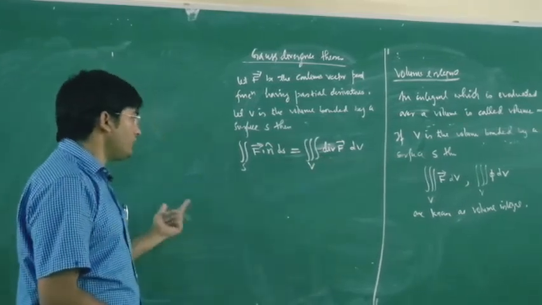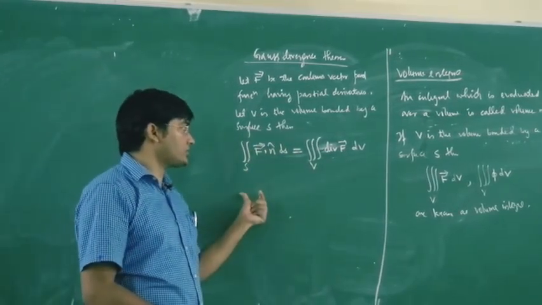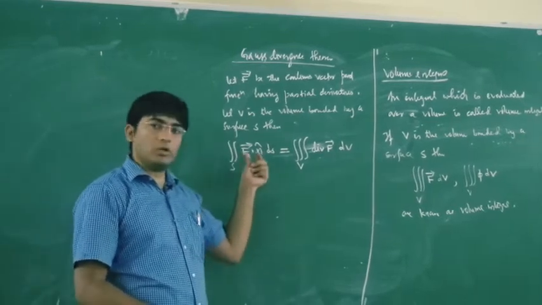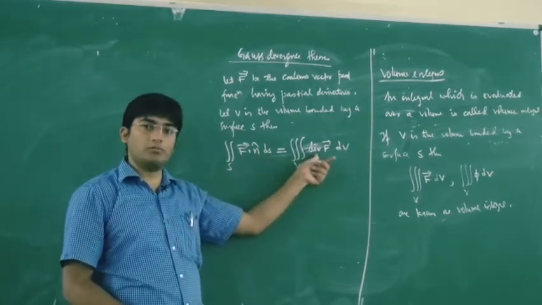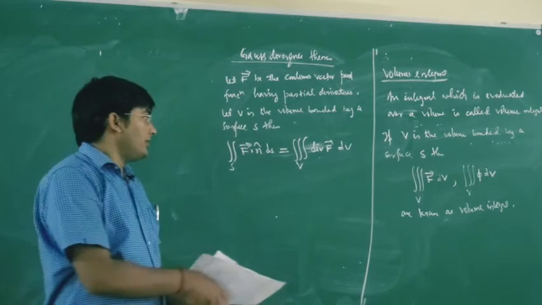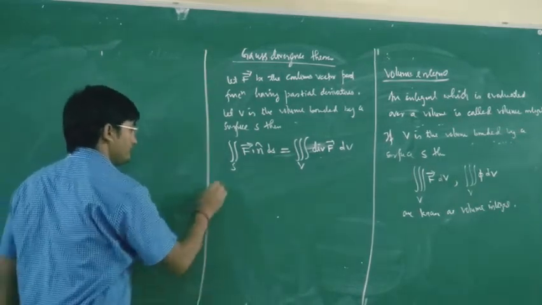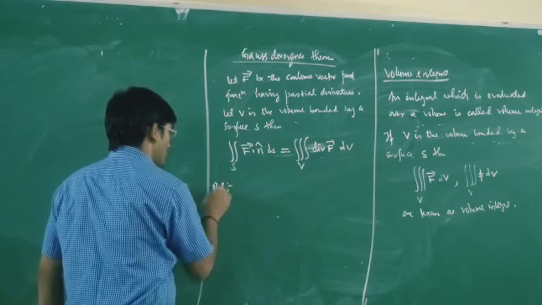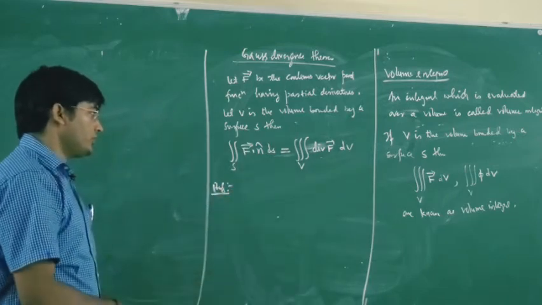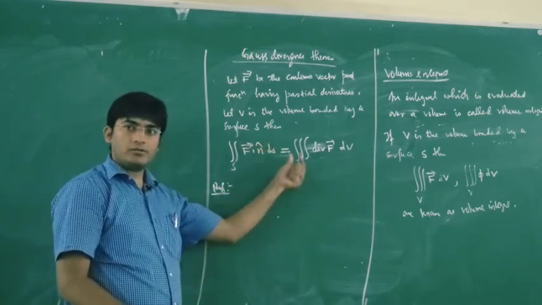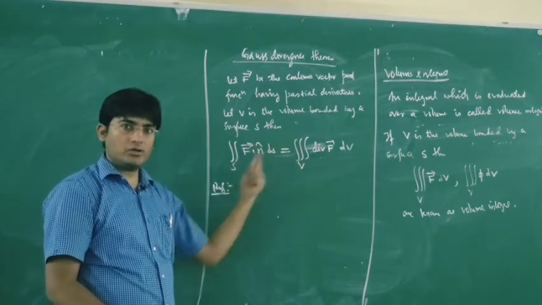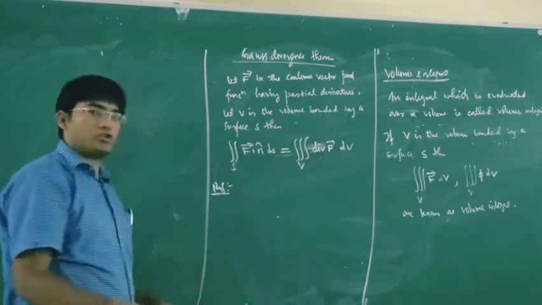So if there is any difficulty in evaluating the surface integral, then we can evaluate those surface integrals with the help of this volume integral. Now let us prove this theorem. So proof. Before proceeding, let us write its Cartesian component. Let us write this theorem in Cartesian form.